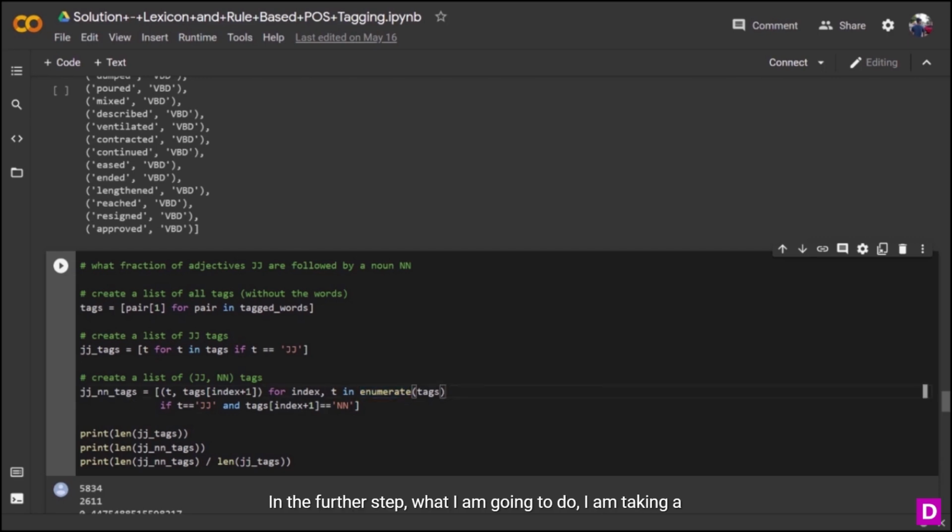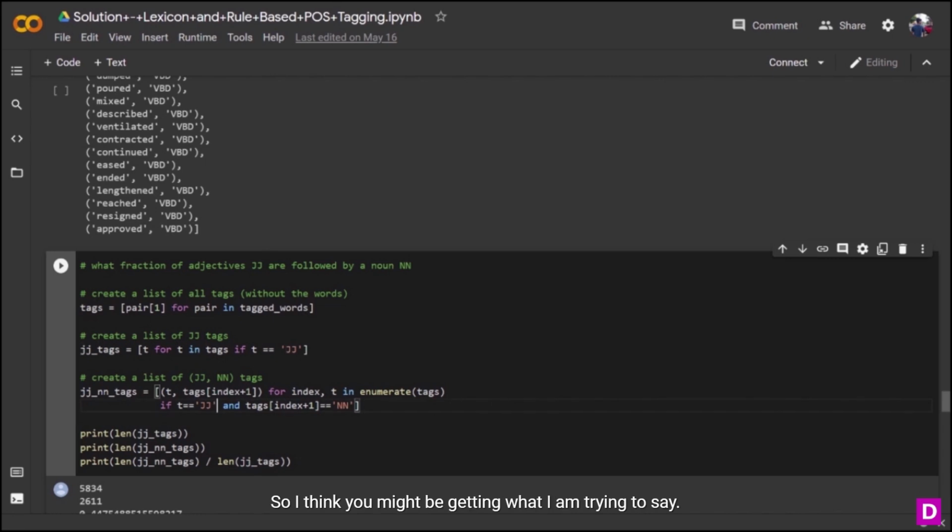In the next step, I am taking an if condition over here. In this if condition, I am filtering whether the given tag within the entire list is an adjective, and this is very important. And the tags of that particular index. What this term index captures is, suppose the iteration encounters the tag as JJ, this index term will capture the index of JJ.